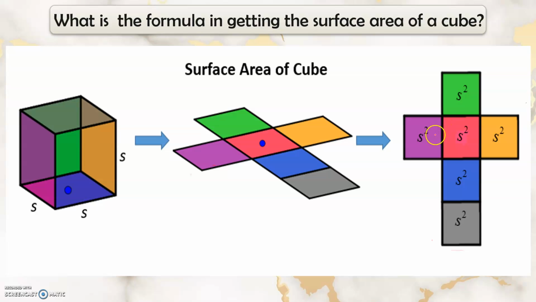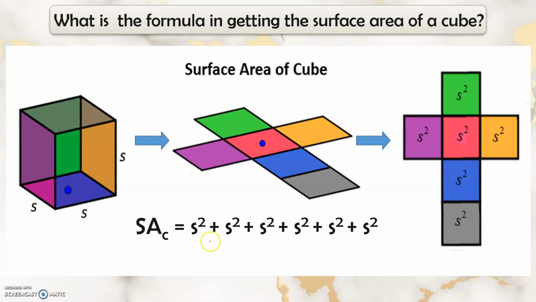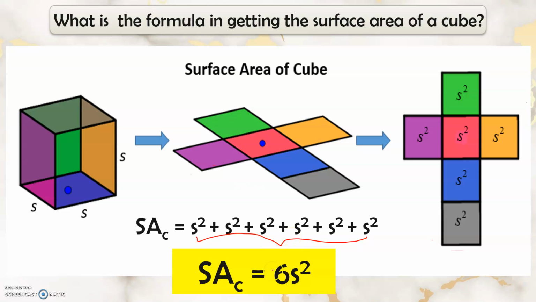Again, to get the surface area of a cube, you simply have to add all the areas of the 6 congruent square faces. Okay, so we'll have surface area of a cube is equal to s squared plus s squared plus s squared plus s squared plus s squared plus s squared. We can simplify this formula by simply multiplying the area of one square face by 6, because remember, the shorthand method of repeated addition is multiplication.